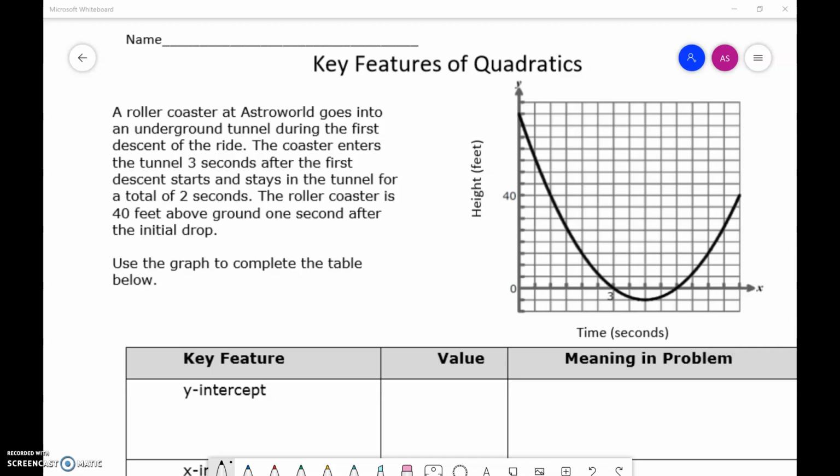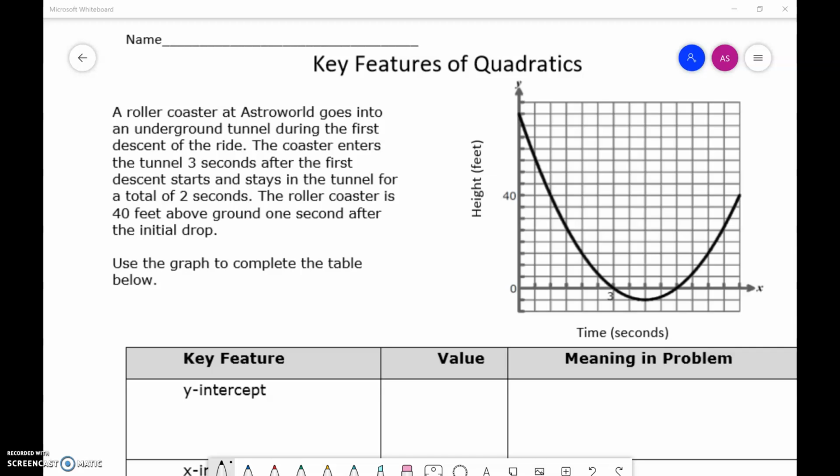All right, guys, today we're going to be looking at key features of quadratics, which we're also going to be looking at the interpretation of each key feature. So we're going to be identifying them, and we will talk about what they mean in terms of the situation. So let's get started.